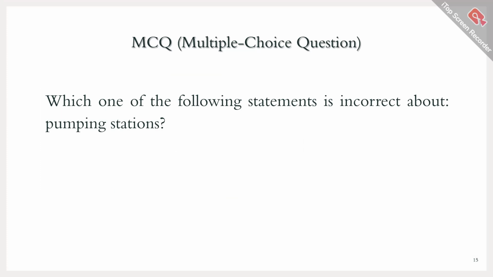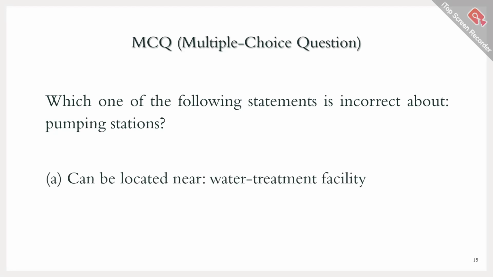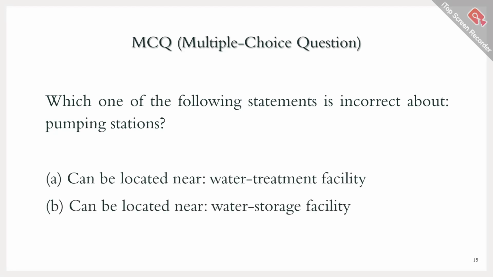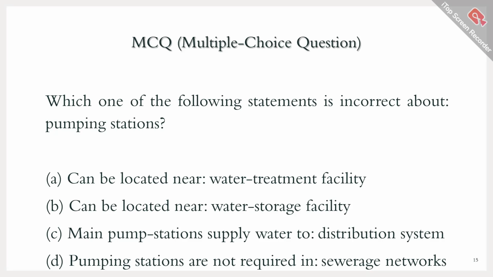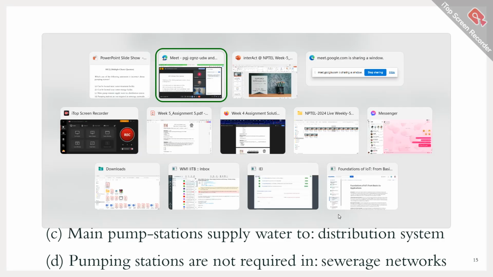Which one of the following statements is incorrect about pumping stations? Option A is it can be located near water treatment facility. Option B is it can be located near water storage facility. Option C is main pump stations supply water to distribution system. And option D is pumping stations are not required in sewerage networks.